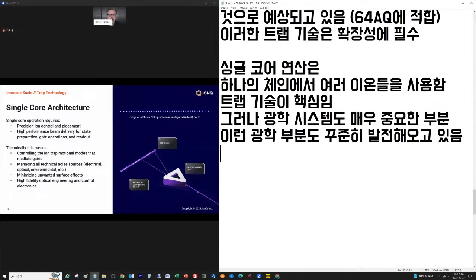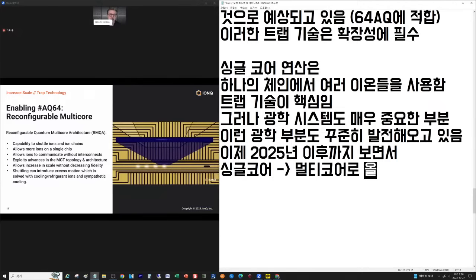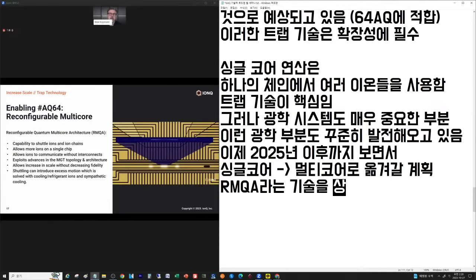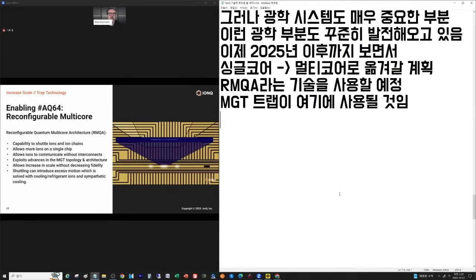As we move to 2025 in our roadmap and beyond, we're looking to multi-core architectures. This is what we've called RMQA, the reconfigurable multi-core quantum architecture. In RMQA, we're leveraging all the learnings from single core, but now moving to a multi-core capability. The MGT traps are a key component of this. Like I said, there's no fundamental limit to the number of cores that we can create in the MGT. The zones in the multi-core are completely reconfigurable.